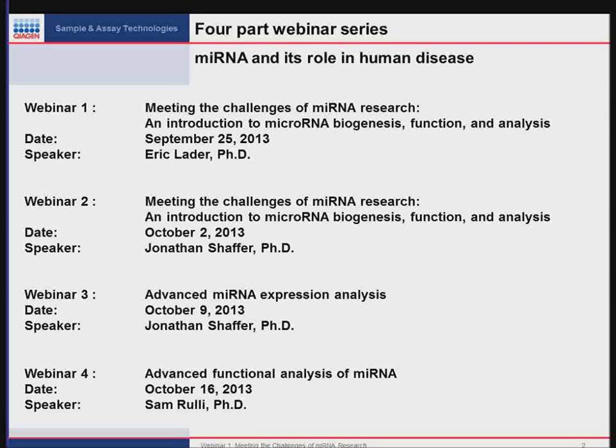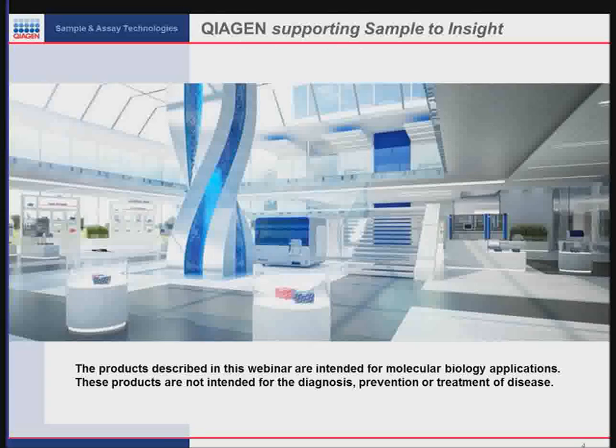This is part one of a four-part webinar series that we're providing this month, basically on microRNA and its role in human disease. Webinar 2 and Webinar 3 will both be given by Jonathan Schaefer, who's a research scientist in my group. Webinar 2 is a broader introduction to microRNA biogenesis, function, and analysis. Webinar 3 is a much deeper dive into microRNA expression analysis software tools that are used to look at microRNA expression. And Webinar 4 is advanced functional analysis of microRNA. So this is how to use mimics, inhibitors, target protectors, and so on.